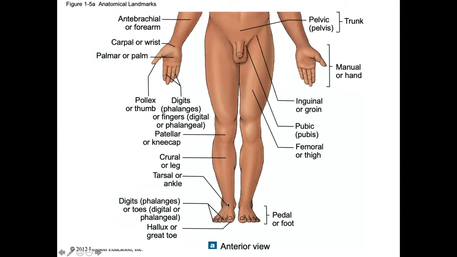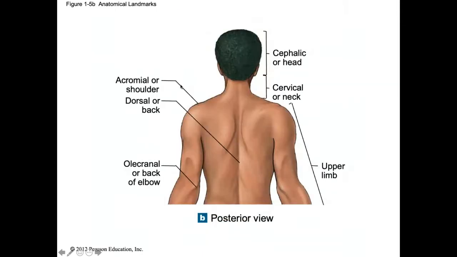The ankle is called tarsal. So in the foot, you have tarsals. In the hand, you had carpals. In the hand, the thumb is pollex or pollicus. The great toe of the foot is hallux or hallucus. The toes are called phalanges, just like the fingers were called phalanges.